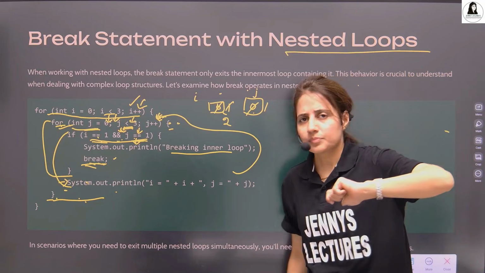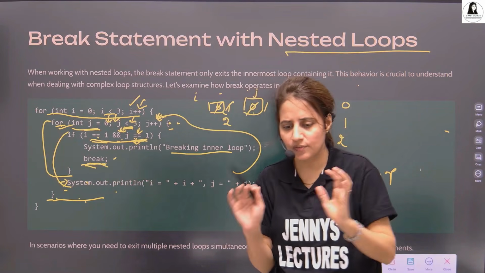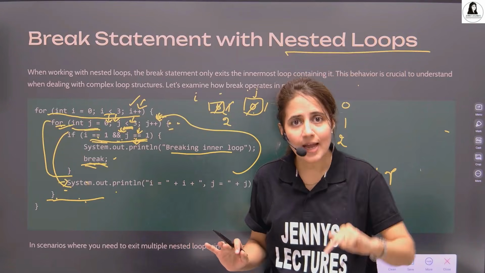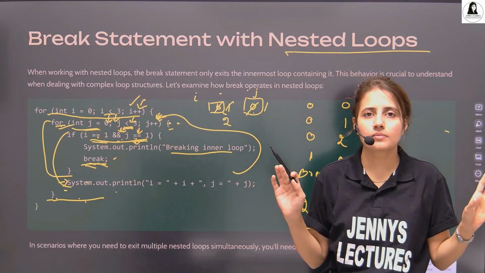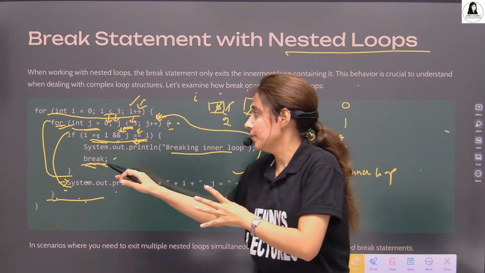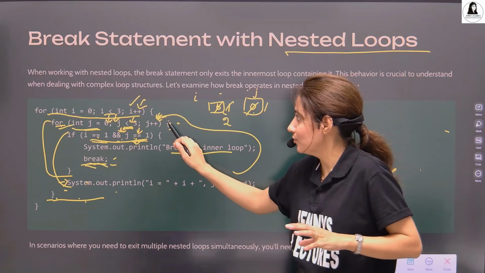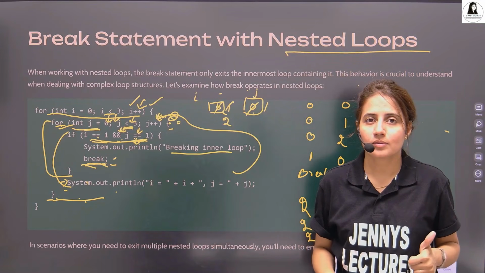But now what if I want to exit, if a specific condition is met within the inner loop, but still I want to exit completely from the outer loop as well? But if you use a simple break, I have told you the working of this break. You will exit only from the inner loop. You will not exit from the outer loop.